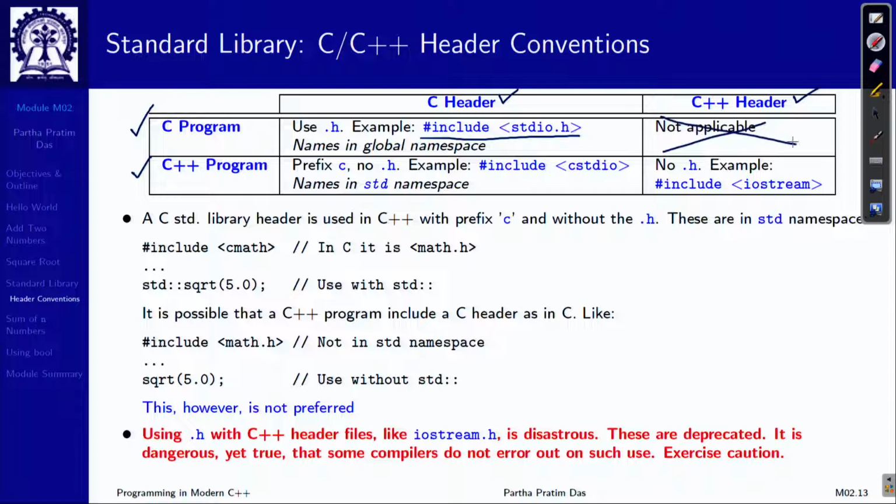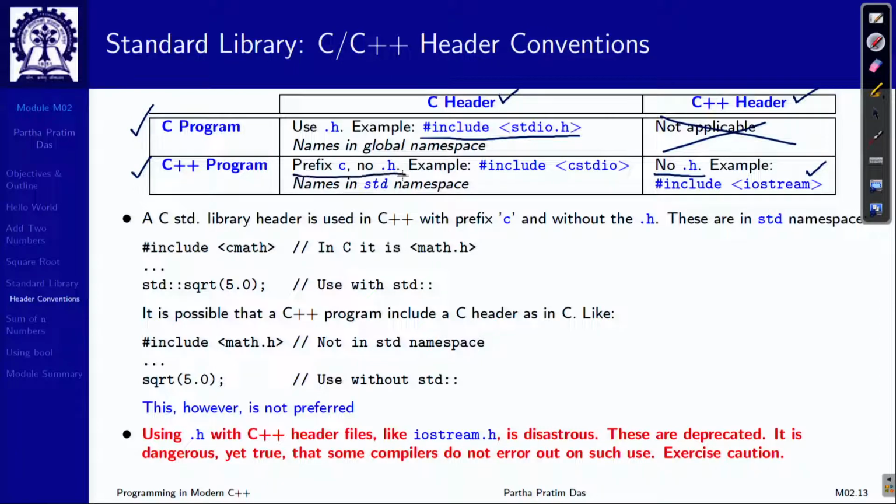This is not possible, that you are writing a C program and using a C++ header. So, that is ruled out. Now, in C++, if you want to use a header, then you use no .h. You will just write iostream, you will just write vector, you will just write stack, you will just write algorithm. So, these are the different components of the C++ standard library, and you do the same #include, but no .h.